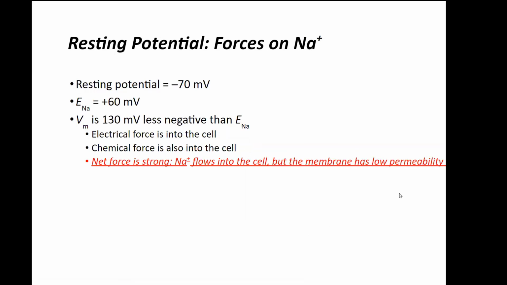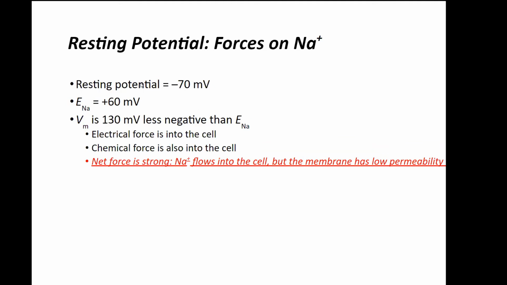For our sodium, we have a much stronger force. Our resting potential is at negative 70 millivolts. Our sodium equilibrium potential is at positive 60 millivolts. So we're a whole 130 millivolts away from the equilibrium potential for sodium. We need to get to 0, right? 70, and then we'd need to go another 60 past 0 to get to our equilibrium potential.